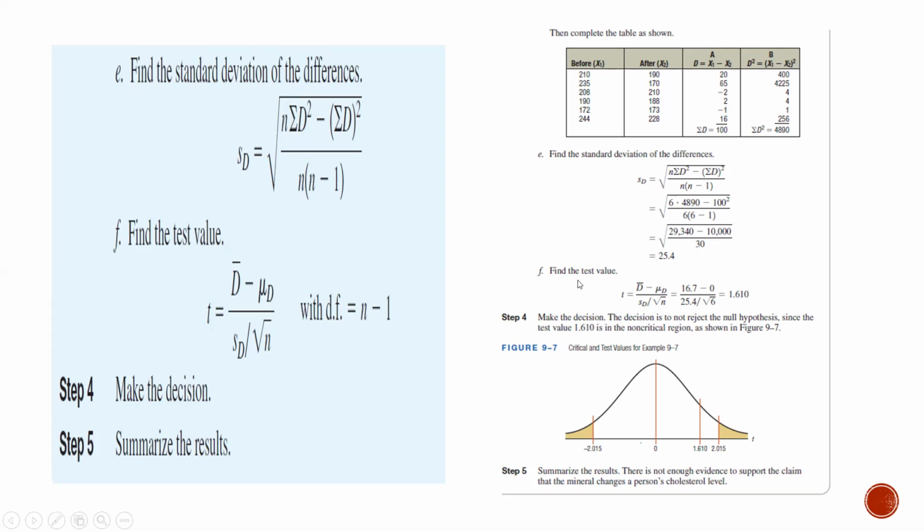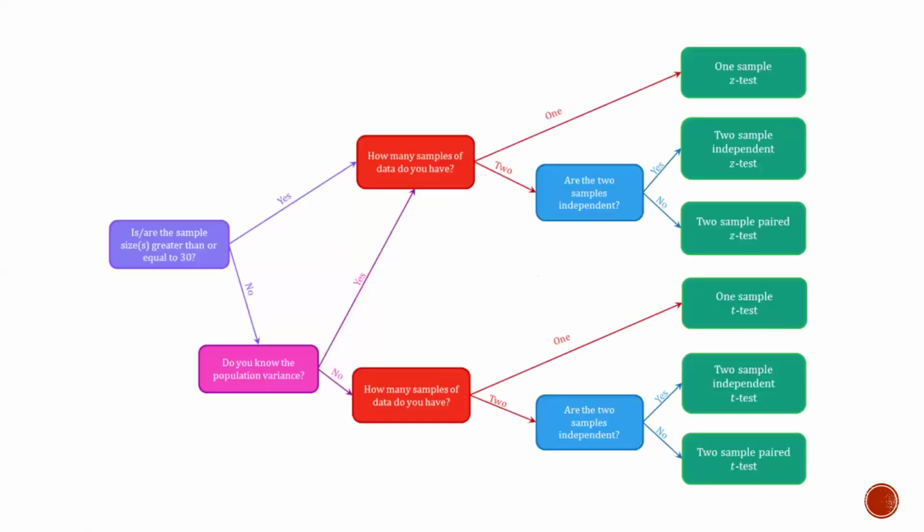And now we will take the test value. We will put this value in the formula for dependent t-test, and we will get 1.610. Now we will plot it over the curve. So we will see that there is not enough evidence to support the claim that the mineral changed a person's cholesterol level, because the value, which is 1.610, is not falling in the critical region. So we will not reject the null hypothesis.